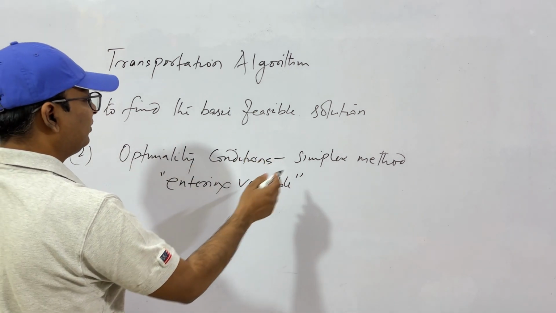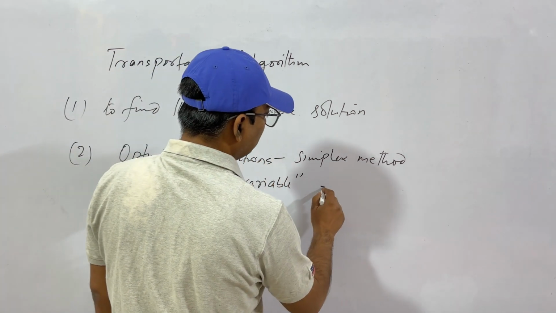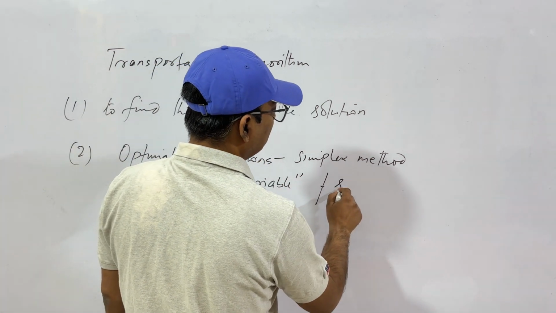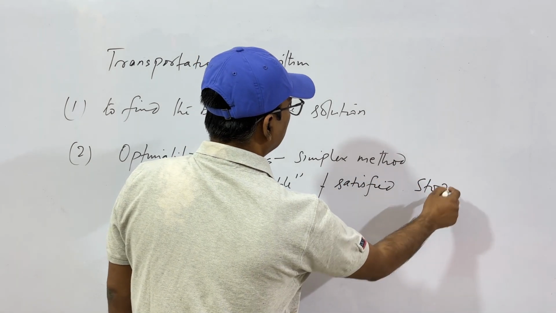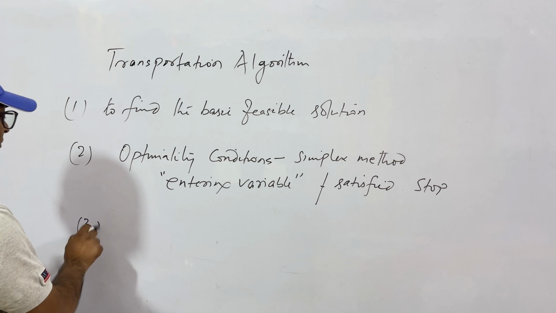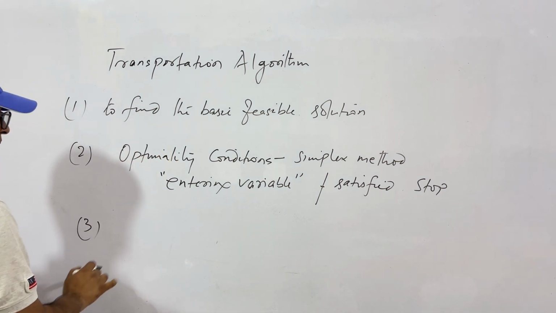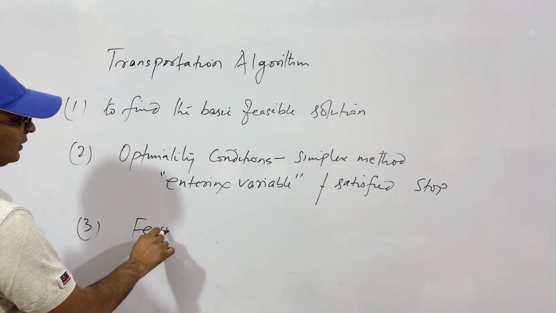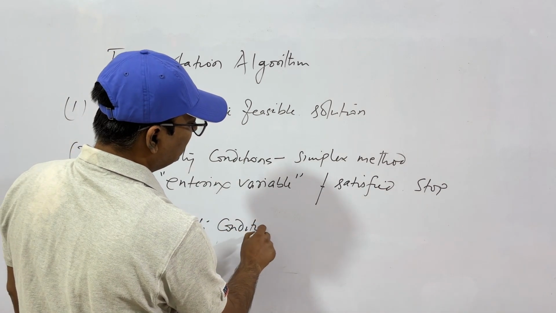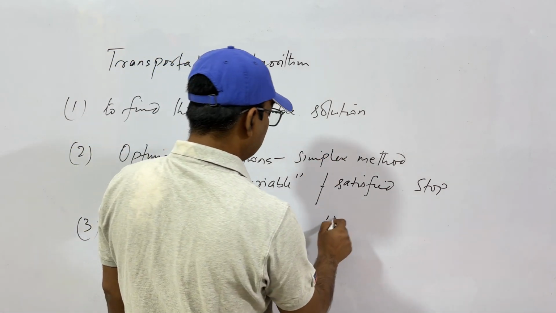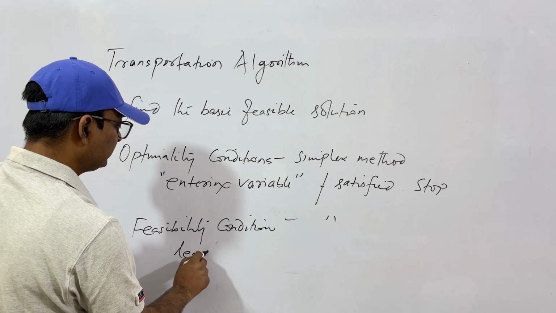So what we do, we find the entering variable. If this condition is satisfied, just stop. Else, go to step 3. Now you'll use the feasibility condition of simplex method to find the leaving variable.